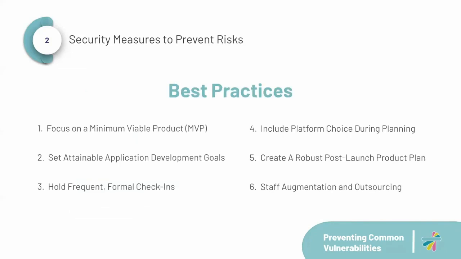1. Focus on minimum viable product, or MVP. Prioritize the most critical functionality that generates the quickest ROI. Instead, work on a minimum viable product to showcase and test out your idea.